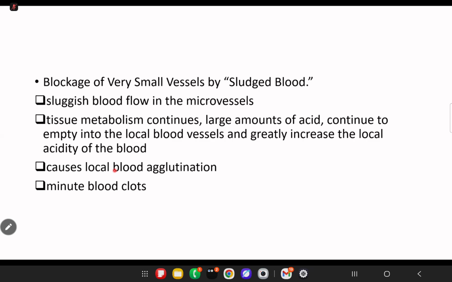Now, what will happen here? Your tissue continues to metabolize anaerobically, a large amount of acids are generated, and they continue to dump it into the blood vessels. So the sludge blood becomes very acidic. So what will happen there? It will start to clot. So now you have minute blood clots formed.